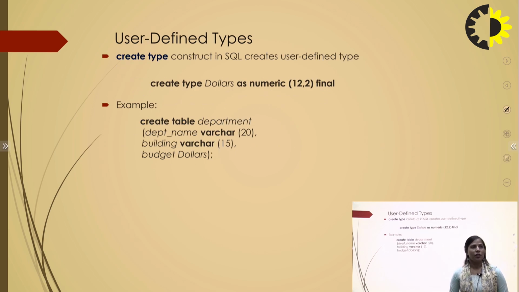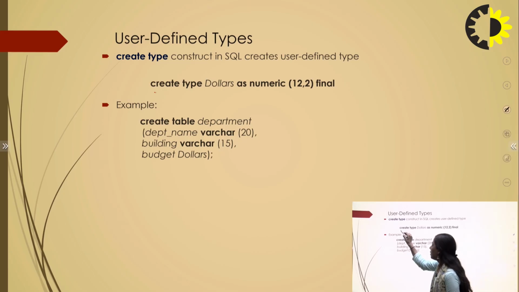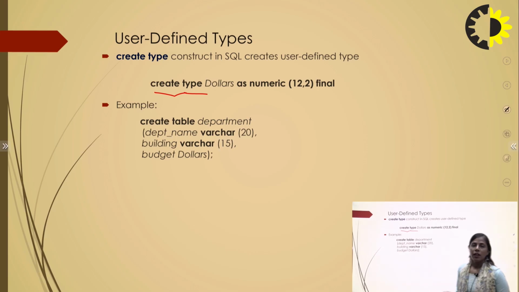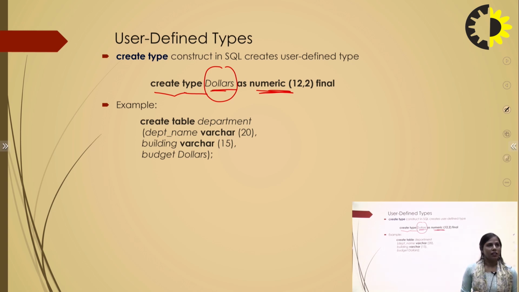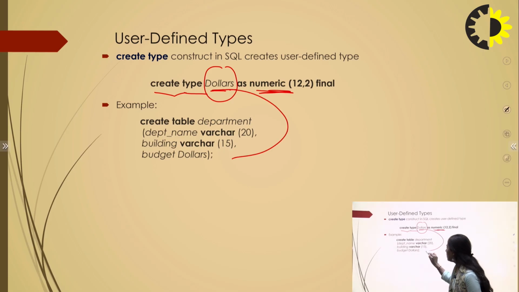Now talking about user defined data types, we can create our own type in SQL also. There's the syntax: we write create type, then dollars, which we have defined as numeric. Numeric is our particular type in which we have fixed the particular decimal point, as we have discussed in the previous slides. This is how we have defined this particular dollars as our type, which we are going to use in the particular example. So this is how we can define our user defined types.